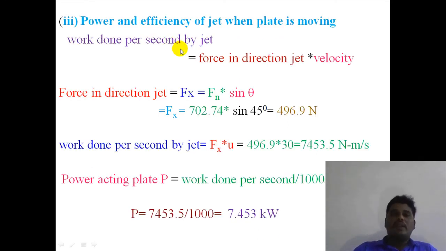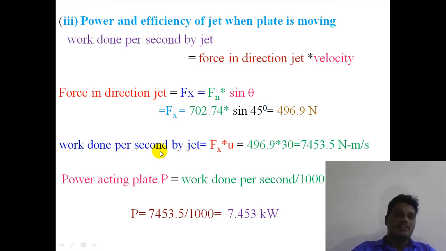Next, we have to find the power and efficiency for the second case, whenever the plate is moving. Work done per jet is force in the direction of the jet multiplied with velocity. The force in the direction of the jet is Fx equal to Fn sin theta, that is cos of (90 minus theta) is sin theta. Fx is equal to 702.74 multiplied with sin 45, that is equal to 496.9 newtons.